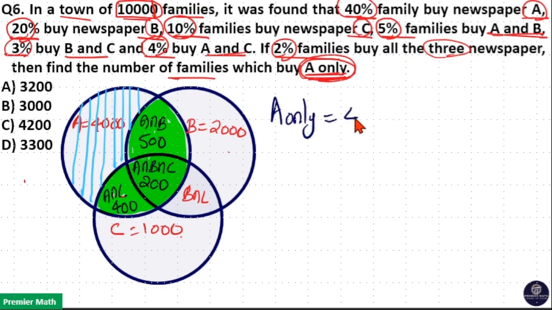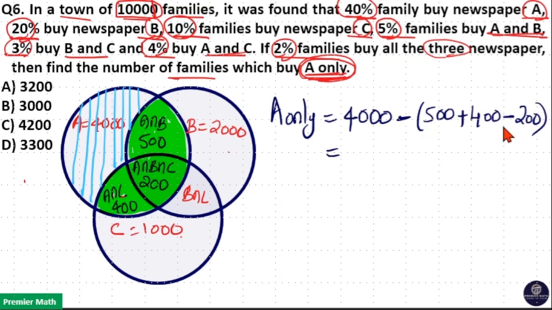total full circle is 4000 minus A intersection B is 500 plus A intersection C is 400. But here we are adding 200 two times. So, subtract 200 from it. So, total, this green part is equal to 500 plus 400 minus 200, which is equal to 700. So, subtract 700 from 4000, which is equal to 3300. So, option D is your answer. A is equal to option D, 3300.